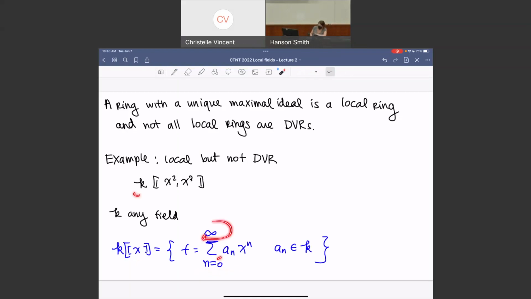But they can go infinite that way. So you take the power series in x squared and x cubed, which is almost all of these, but none of them can have an x term. So you can have the constant, and then you can have the x squared, the x cubed, you can have the x to the fourth because that's x squared squared, and everything else, but not the x. So it's a little weird. It's a local ring, but it's not a DVR because its maximal ideal is generated by x squared and x cubed.